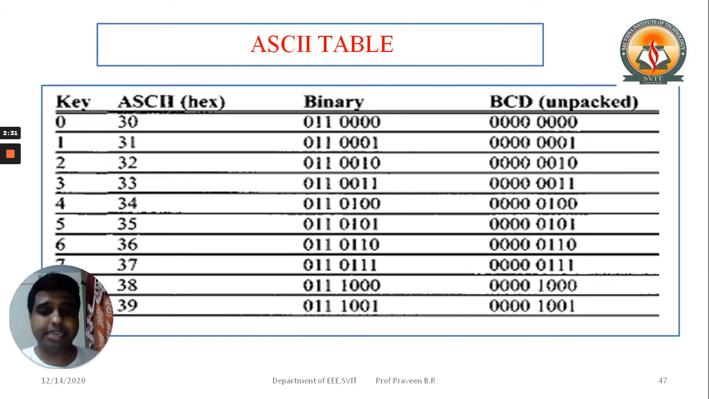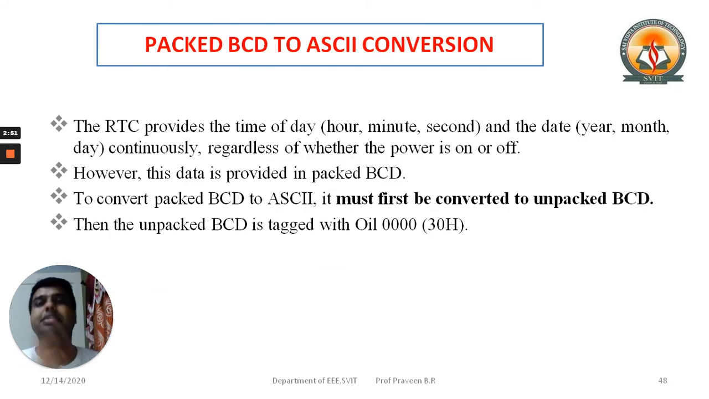So let us see next how to convert a BCD number into ASCII. Let us proceed with the next slide. In the ASCII table, you can observe I have a key, an ASCII, a binary, and a BCD. BCD has two types: one is packed BCD and the other is unpacked BCD.